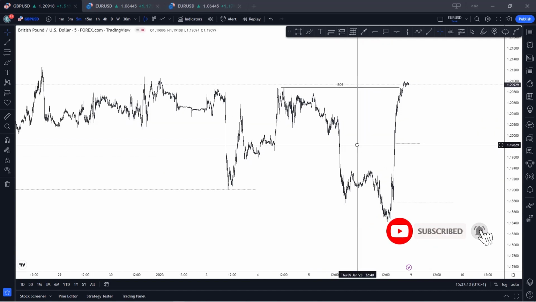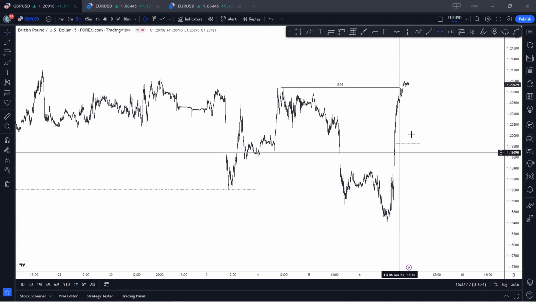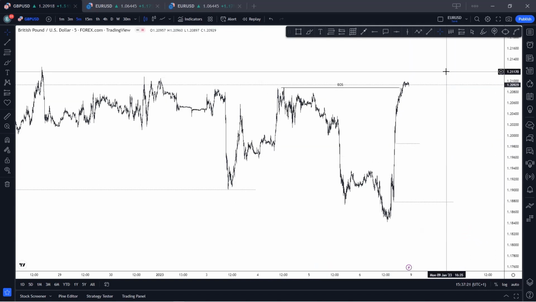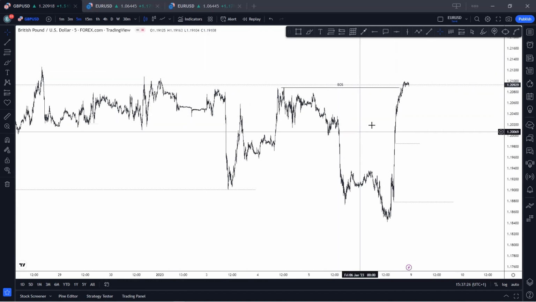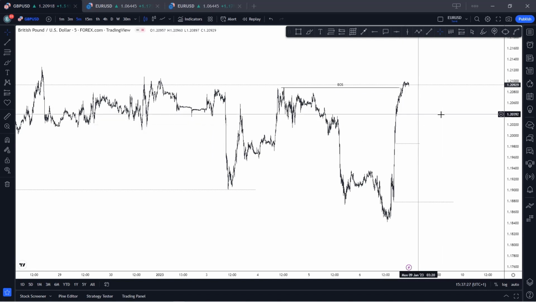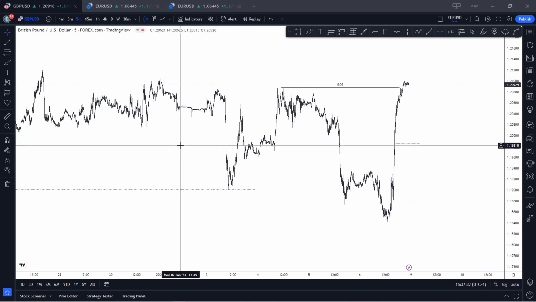So we can see that GBPUSD price action at the moment is similar to that of the EURUSD. On the GBPUSD, looking at more bullish price action. Same thing on the EURUSD as well. So let's see how price is going to unfold when the market opens. But I believe you get the overall picture of both pairs.